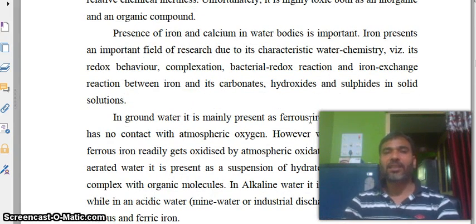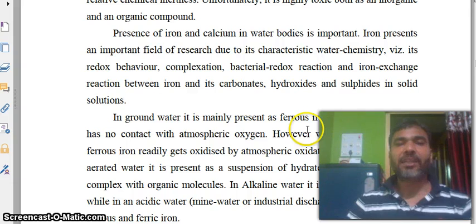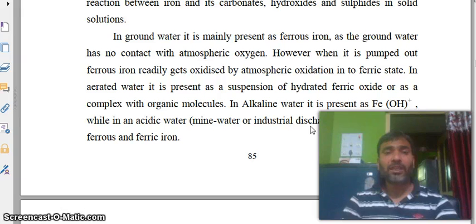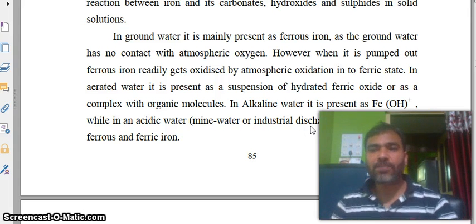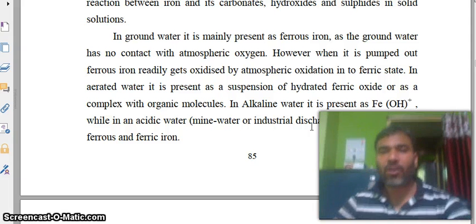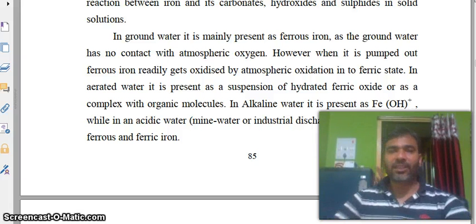The presence of iron and calcium in water bodies is important. Iron presents an important field of research due to its characteristic water chemistry and its redox behavior, complexation, bacterial oxidation, and iron exchange reactions between iron and its carbonates, hydroxides, and sulfide in solid solution. In groundwater, it is mainly present as ferrous iron, as the groundwater has no contact with atmospheric oxygen. However, when it is pumped out, ferrous iron readily gets oxidized by atmospheric oxygen into the ferric state.